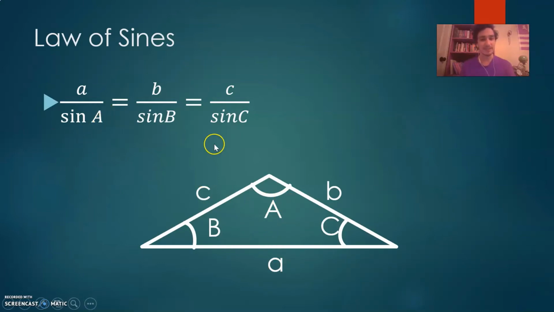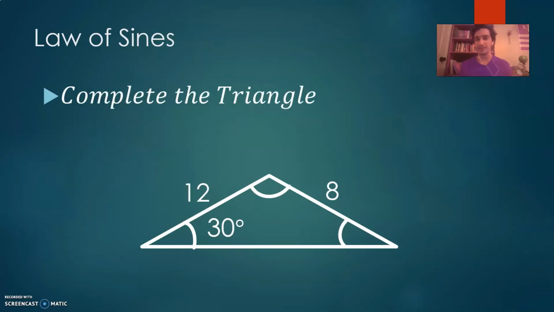You can see this relationship here where the side length a over the sine of angle A is equal to the side length b over sine of angle B, which is in turn equal to the side length c over sine of angle C. All of these are interconnected, and this is the relationship that they share with one another. Now that we've gone over this relationship, I want you to try to complete this triangle. Take a minute and pause the video to solve this now.